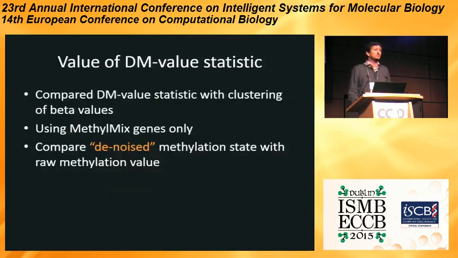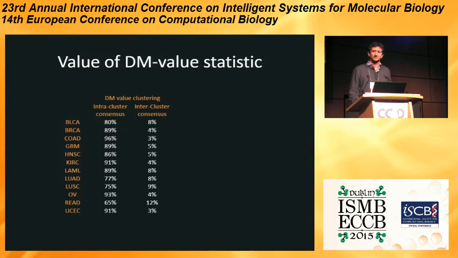Next, what we did is we wanted to identify if these DM values really improve the clustering. If we are using only MethylMix genes, do we really find a better clustering? And what we observed was that essentially these DM values denoise the methylation data compared to raw methylation values. And this is shown here.